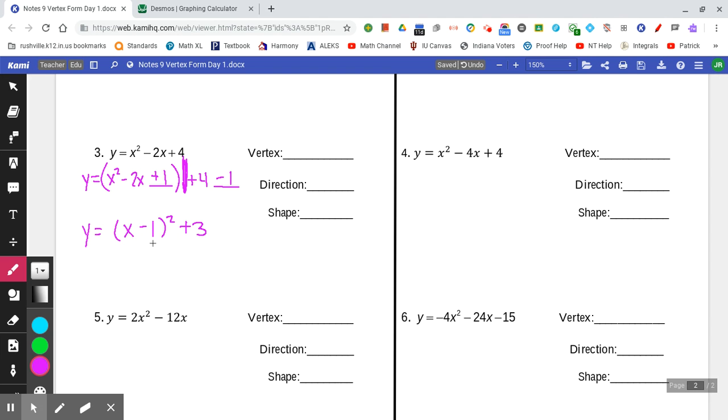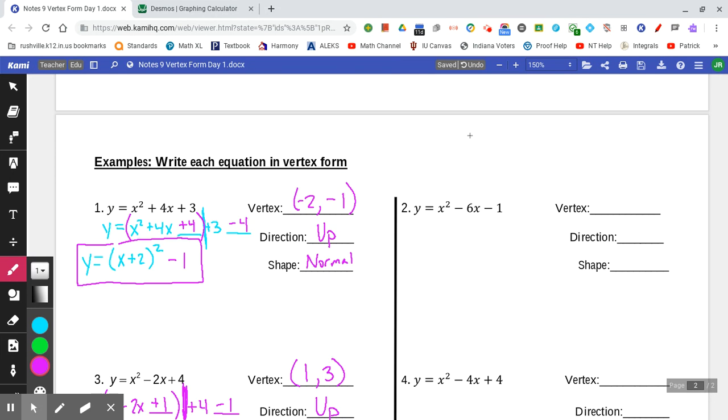So right here we have our vertex form. Out in front, we don't have a number, so that means that a is 1, which means that this graph opens up. The shape of this graph is normal. And then the vertex would be at positive 1, positive 3.